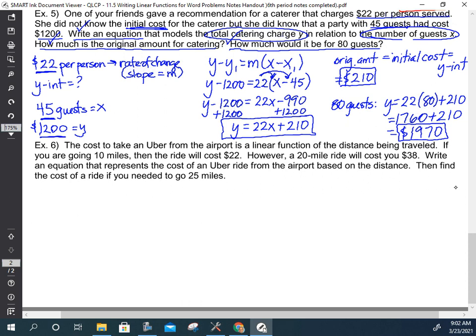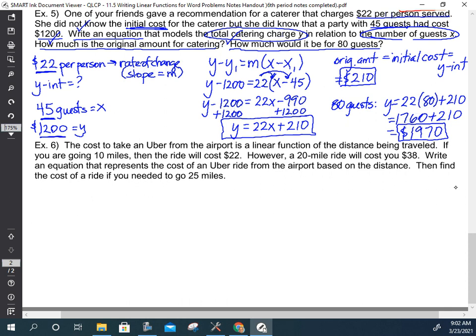So lastly, number 6. The cost of taking Uber from the airport is a linear function of the distance being traveled. If you are going 10 miles, then the ride will cost $22. However, a 20-mile ride will cost you $38. Write an equation that represents the cost of an Uber ride from the airport based on the distance. Then find the cost of a ride if you need to go 25 miles.